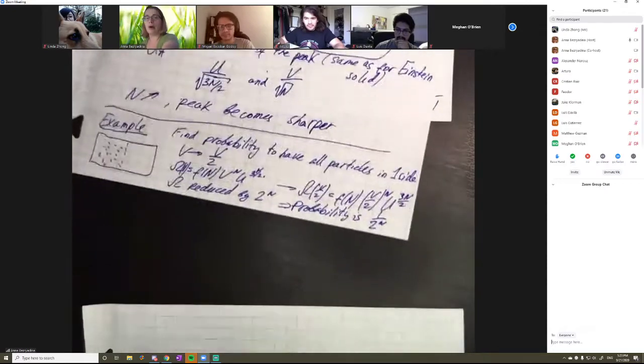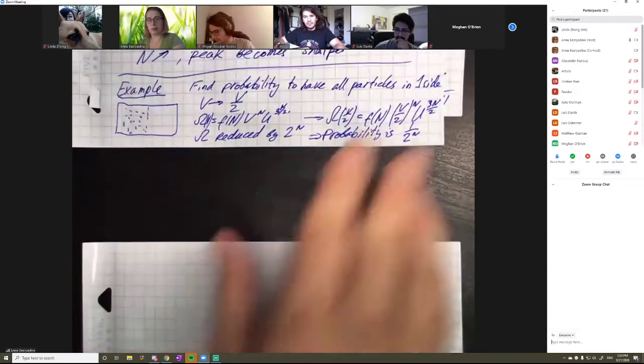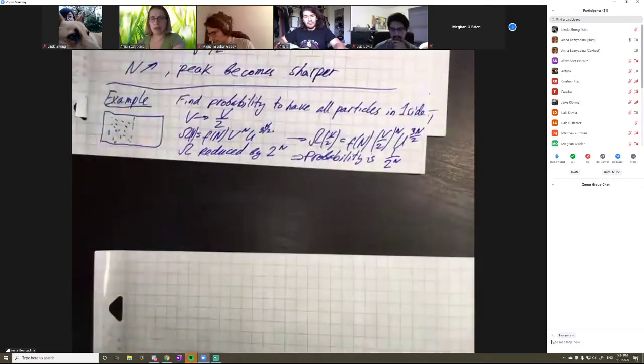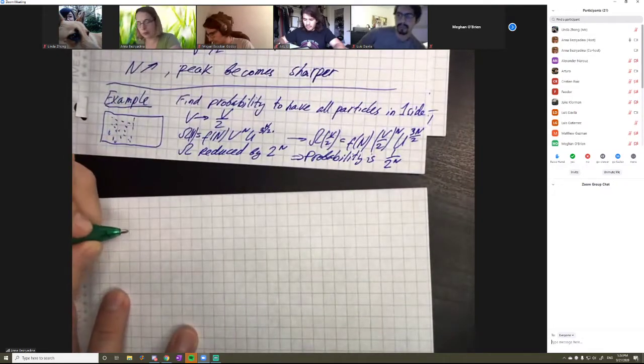Okay, now could I remove this paper, or do you want me to keep it a little bit here on the side? Let's talk about the next topic. Let's talk about entropy.